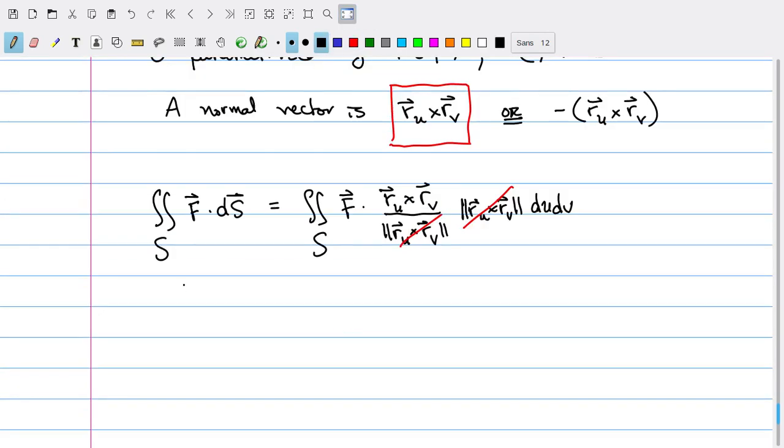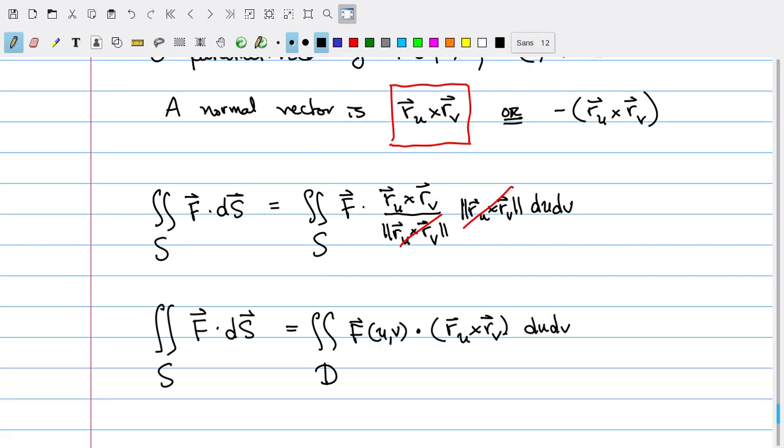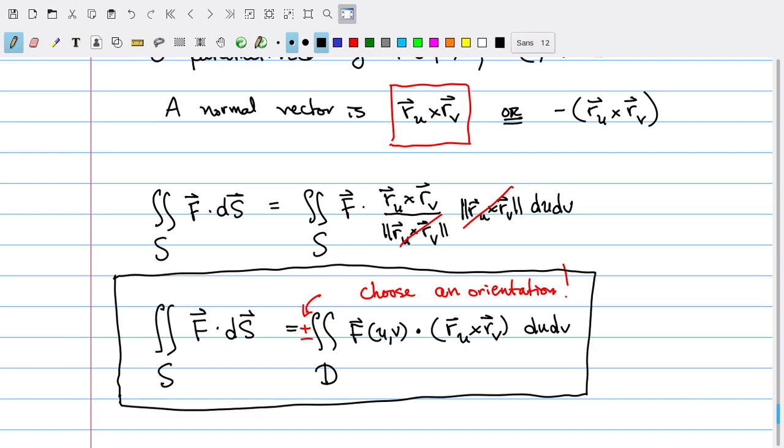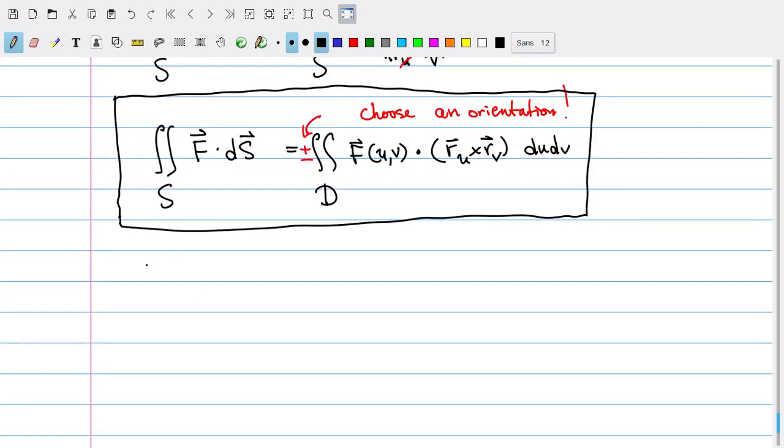So I can rewrite my surface integral as the double integral over D, when I'm integrating in u and v now, of F of u,v dotted with r_u cross r_v du dv. And if I wanted to choose the other orientation, that's just going to put a minus sign here. So the surface integral is plus or minus depending on the orientation. So this is the equation that we want to remember when we're calculating these things. One of the things that's really nice about this equation too is that there's no magnitude of r_u cross r_v. So that means right away we're going to get rid of that square root expression that we could have in some other situations.